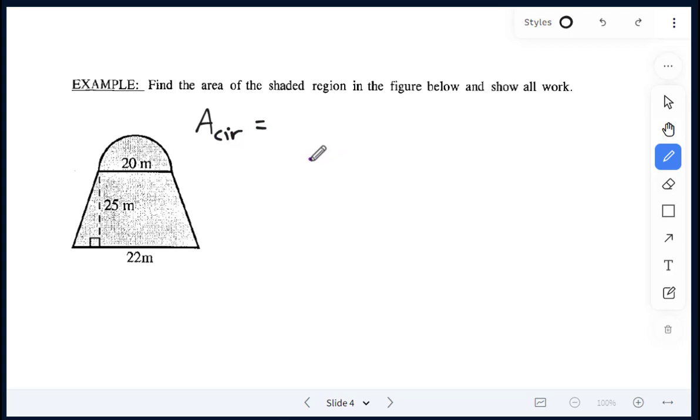So we know the formula for the area of a circle is pi r squared. This line here represents the diameter of the circle, 20 meters. So the radius, therefore, would be half that. So 20 divided by 2, our radius is 10 meters. All right, so now we can plug in all our numbers here. 3.14 times 10 times 10, okay, because it's radius squared, radius times radius.